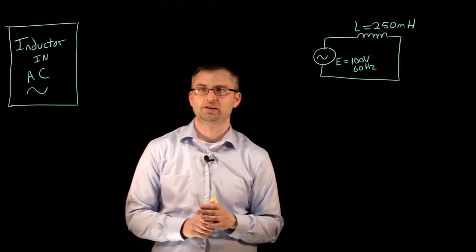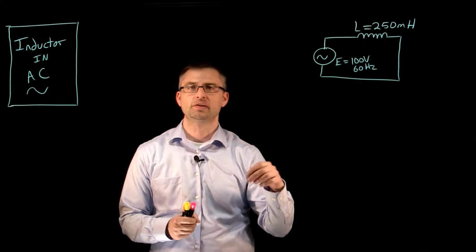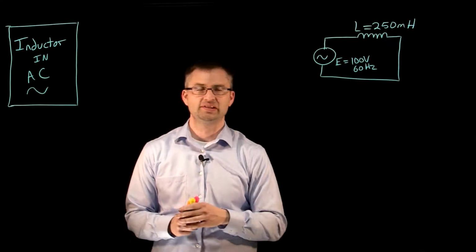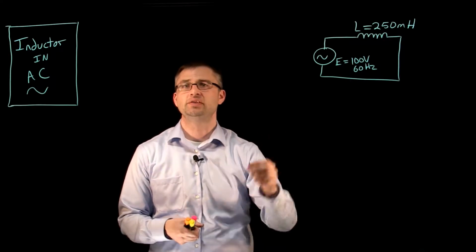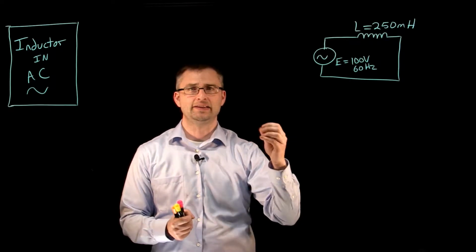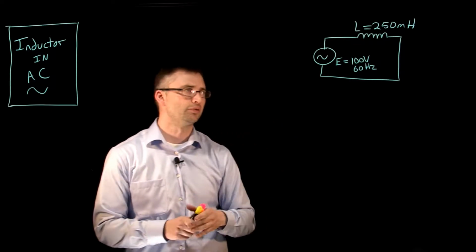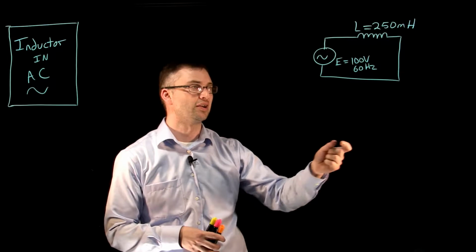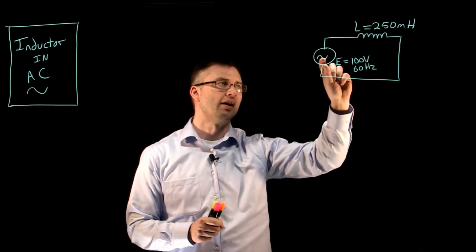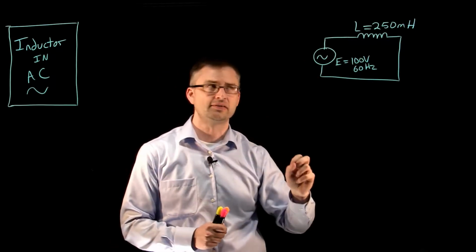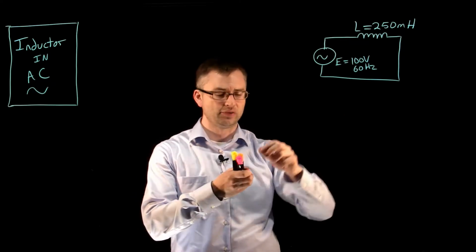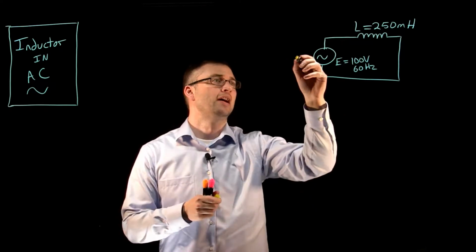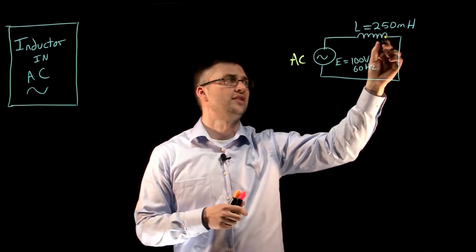In this video we're going to take a look at how to calculate a circuit in AC that involves an inductor. Here we're going to keep it very simple. It's going to be just a pure inductor, and that's all that will be limiting current. Okay, so just to take a quick analysis of the circuit, we have a source of 100 volts at 60 hertz. We're in AC, and we have an inductor that is 250 millihenries.